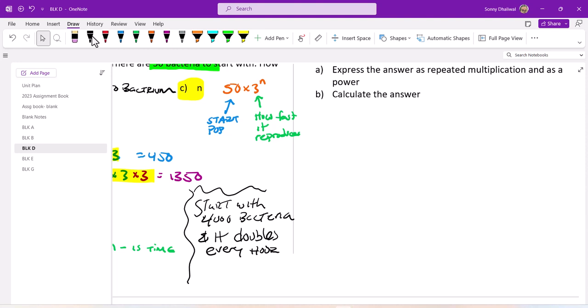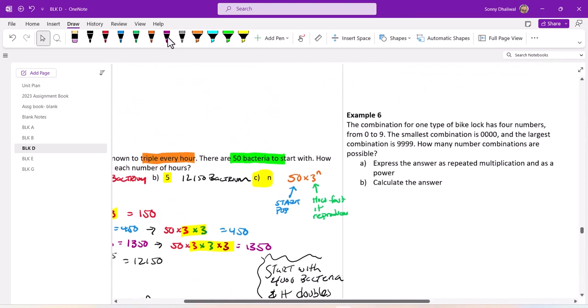So we have to start off with our first number, our starting population. That is 4,000. Doubles means 2, and then we have our n. You could go after 1 hour, see it, after 2 hours, see it, then look at the pattern, create this, and it'll come up with the same thing. So everything, bacteria-wise, sort of follows this pattern, okay?